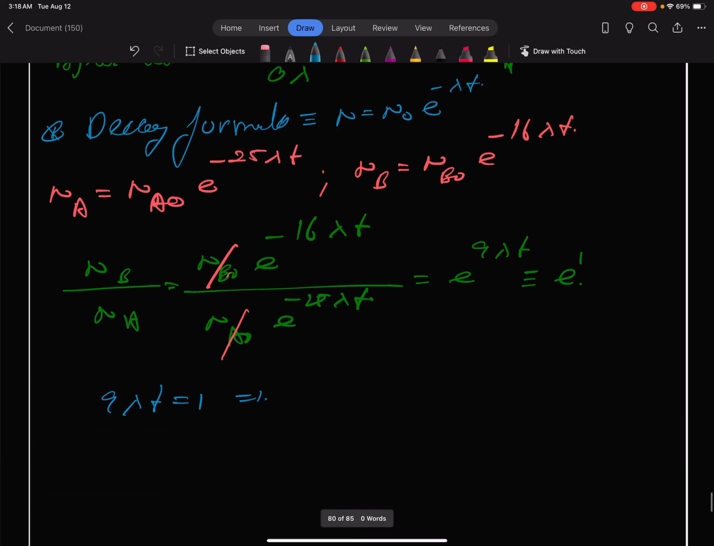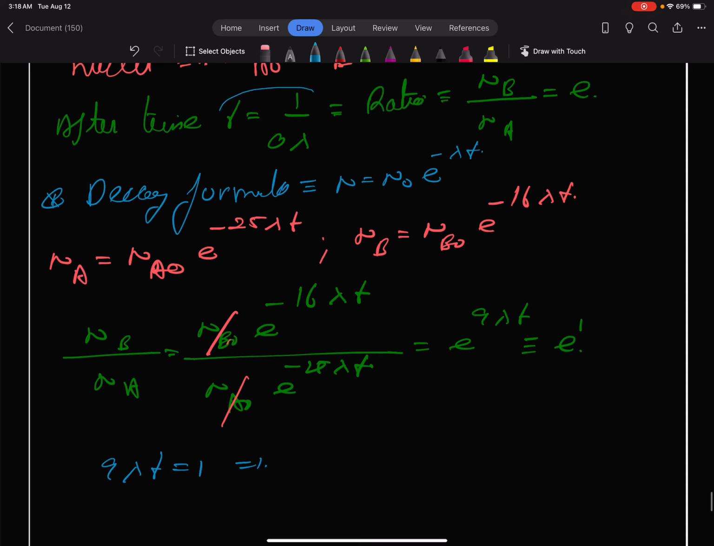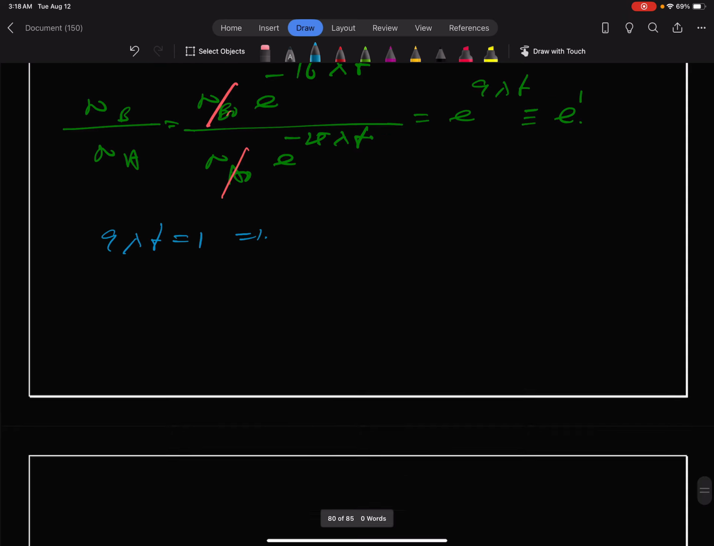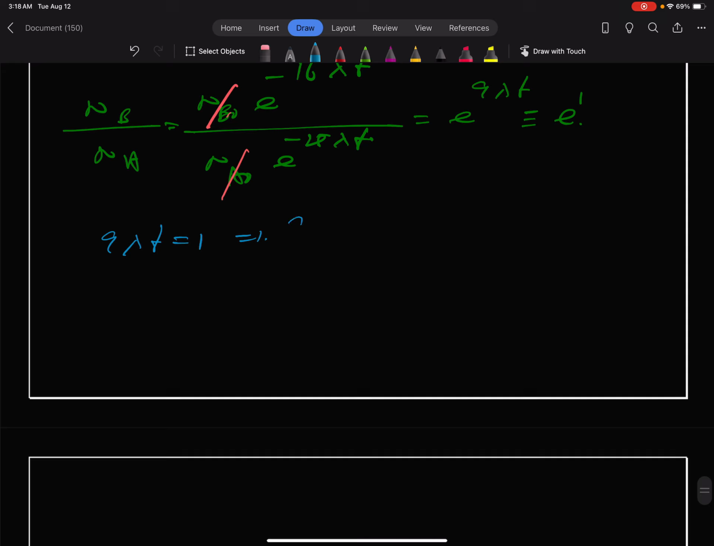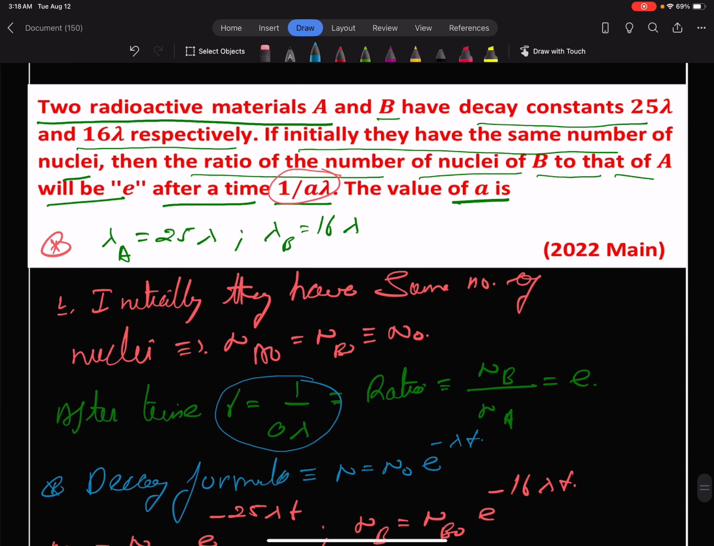T is given to us as 1 upon A lambda. So we substitute it: 9 lambda into 1 upon A lambda is equal to 1, which gives us that the value of A is equal to 9. So the value of A is equal to 9.